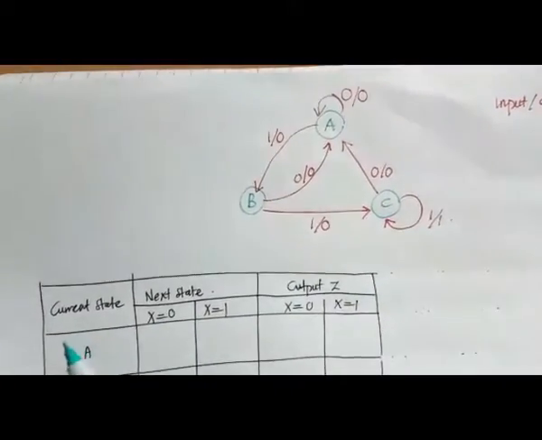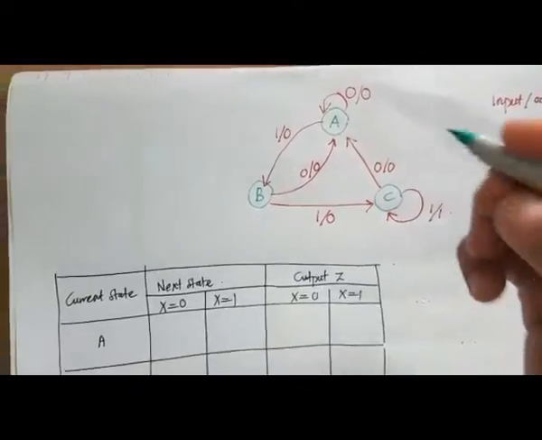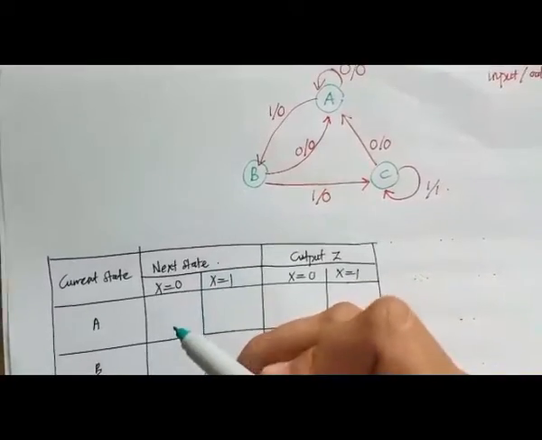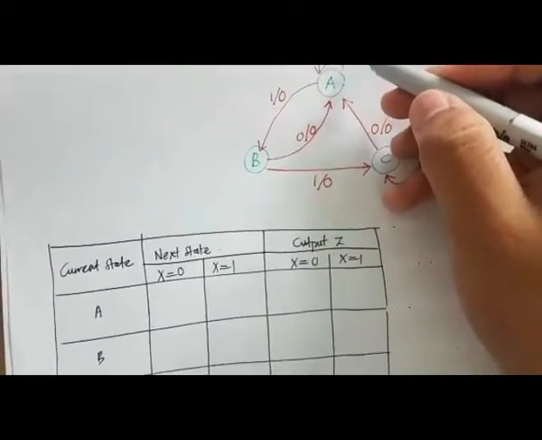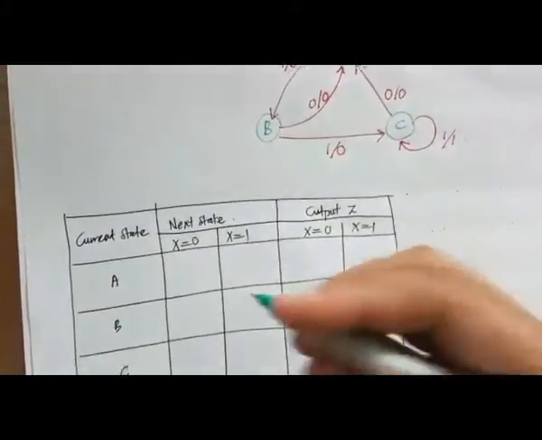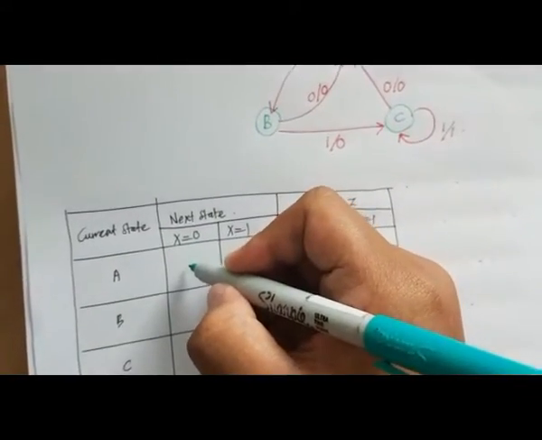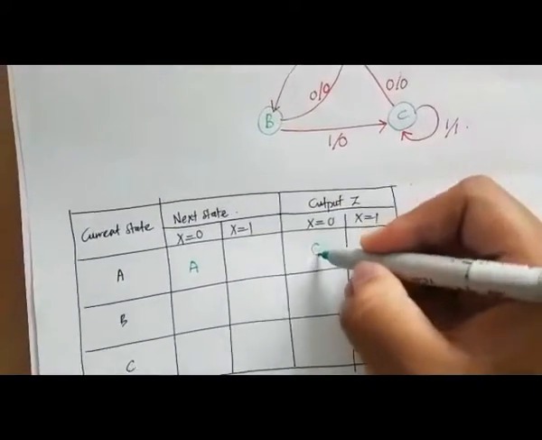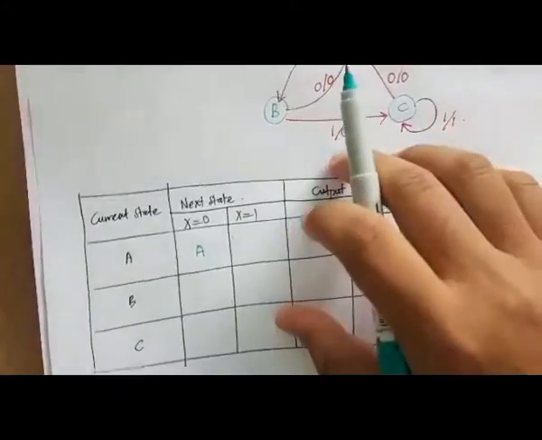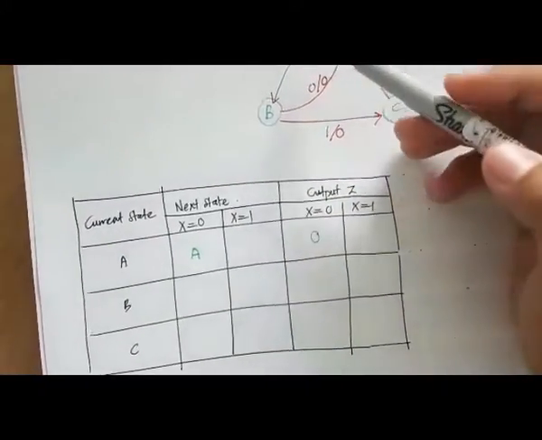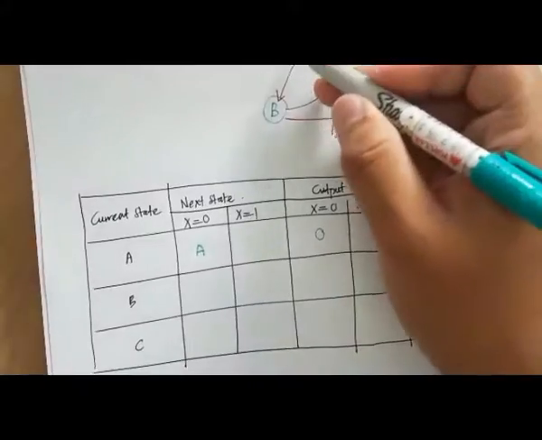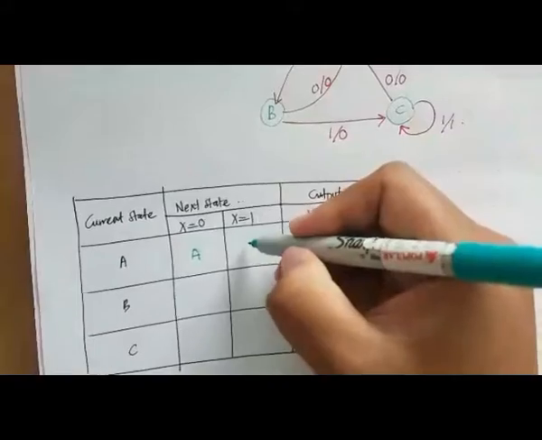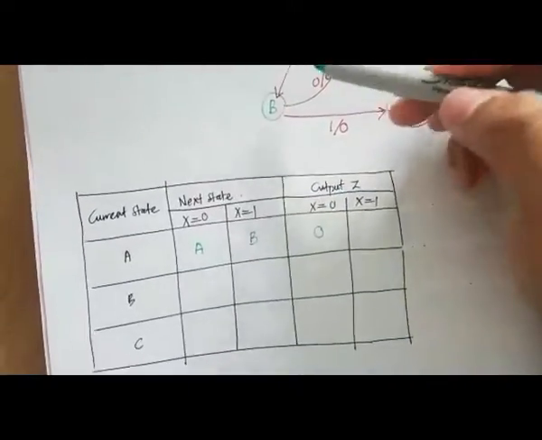For the current state A, we refer here. When the input is 0, it will stay at A, and the output will be 0, right? Yes, so the output is 0. If the input is 1, it will go to B, whereas the output will be 0.